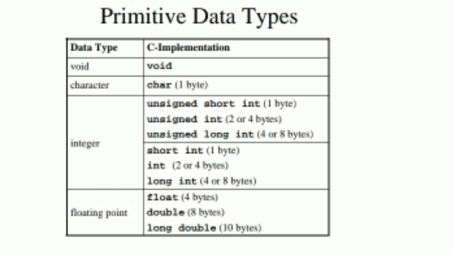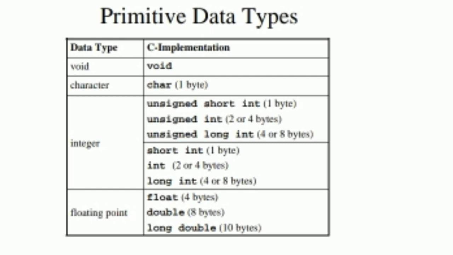Void. What is the implementation? It is known as a data type in a C implementation. Character is 1 byte. Integer, again you can define it as unsigned short integer 1 byte, unsigned integer 2 or 4 bytes, unsigned long integer 4 or 8 bytes. Signed integer, int 2 or 4 bytes, long int 4 or 8 bytes. Floating point: float 4 bytes, double 8 bytes, long double 10 bytes.